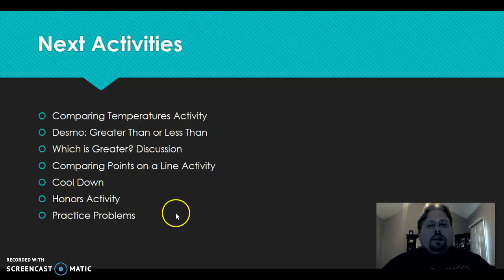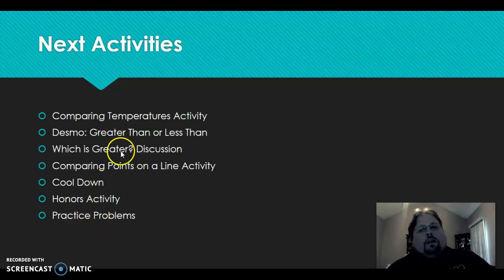Now, your next activities, you're going to be comparing temperatures. So you're going to be looking at positive and negative temperatures and thinking about what's cooler, what's warmer. Make sure on that activity that you read the questions carefully and answer them completely. You're going to have a Desmos activity where you're going to have greater than or less than. So you're going to be figuring out numbers that are greater or less. And you're going to have to explain how you know. Why is that greater and why is it less?